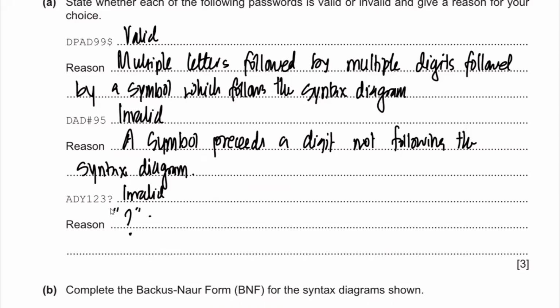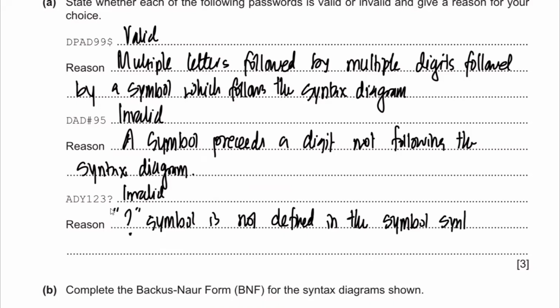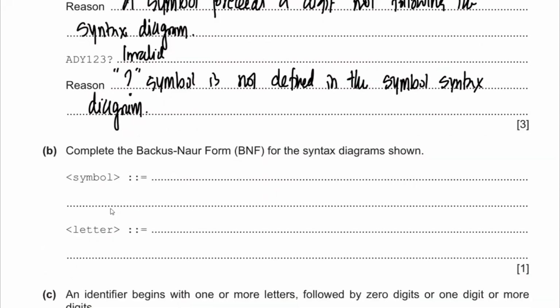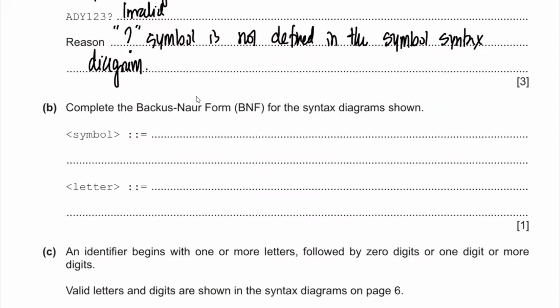Question mark symbol is not defined in the symbol syntax diagram. The next question says complete the Backus-Naur form, BNF, of the syntax diagrams shown.